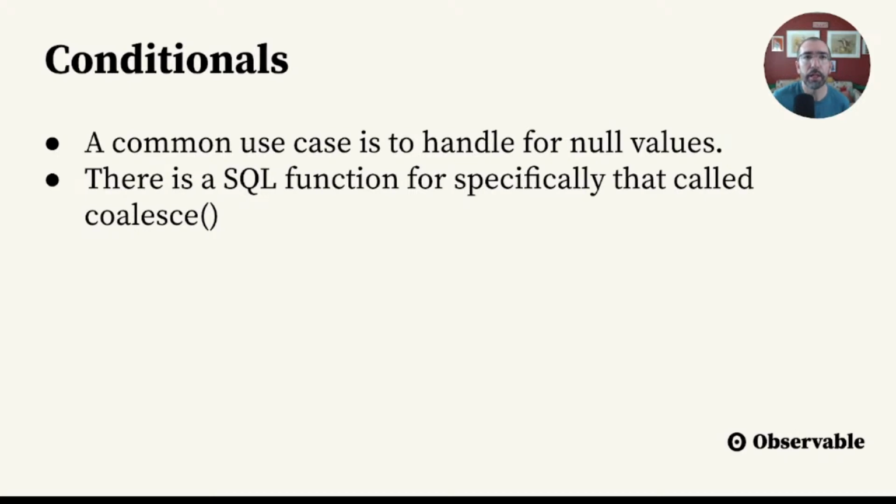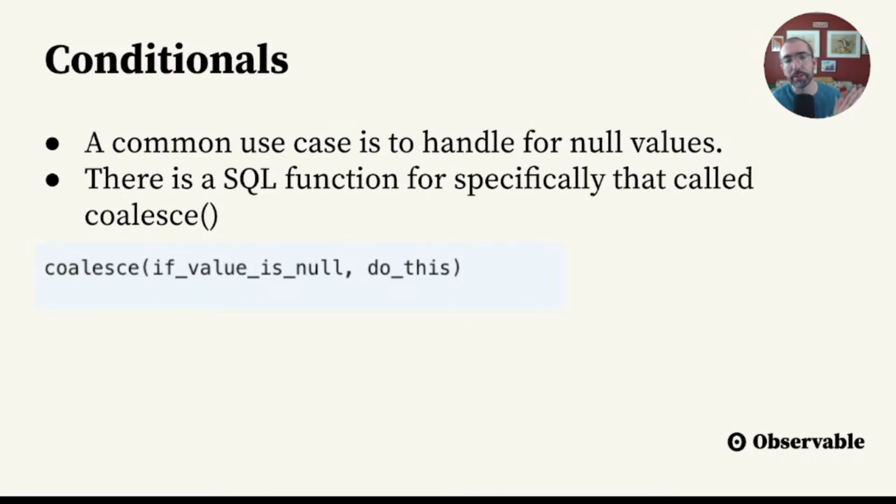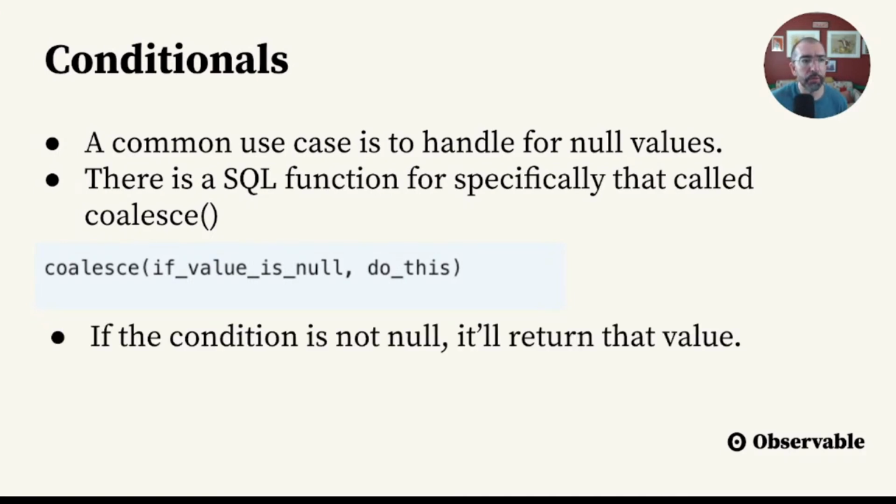So for Coalesce, it works pretty simply. What you're going to write is the Coalesce function, and then that condition, so something where like a value is null, and then you're going to do this. So the coalesce could be, if this column is null, we're going to do this. And to note, if the value is not null, it'll return that value. So it's a good way to handle for null values. If you just say like, oh, if it's null, I want to classify this as maybe other, you can use coalesce and not have to write out the whole case statement for handling that.